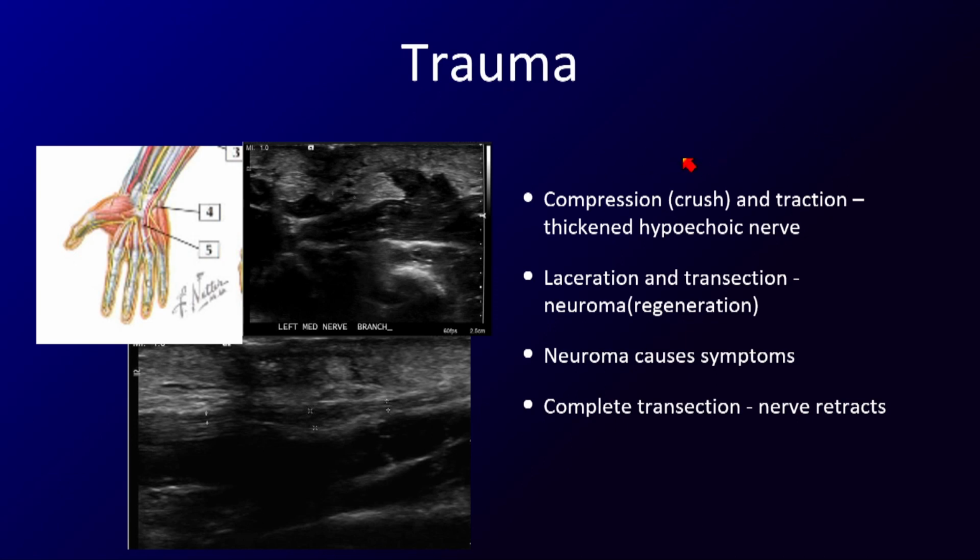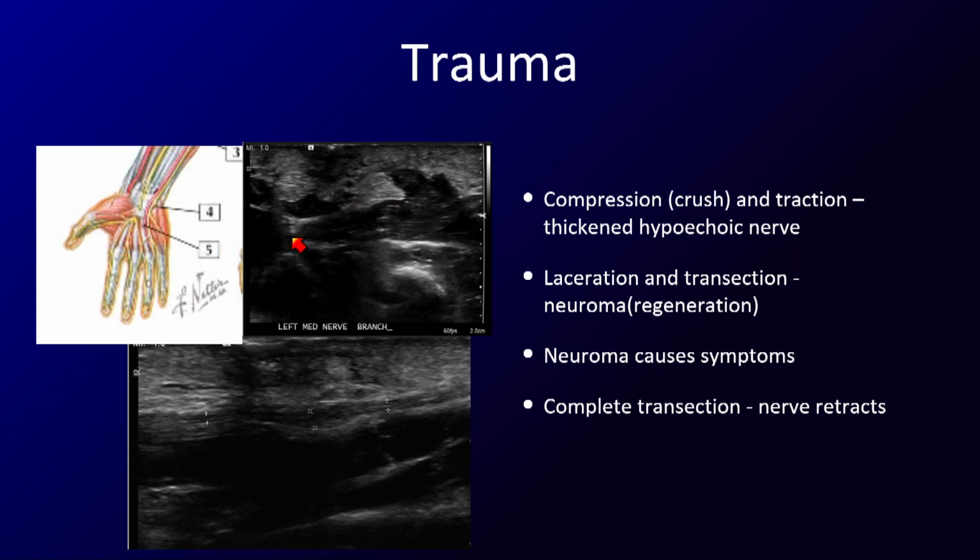Last, trauma. Trauma to the nerve may present with a thickening of the nerve in the setting of a crush injury or traction. But mainly these people come to me when they have symptoms after an injury just to prove whether there's a transection that needs to be surgically repaired, or we can watch and wait due to trauma.